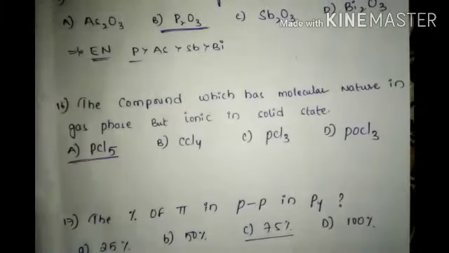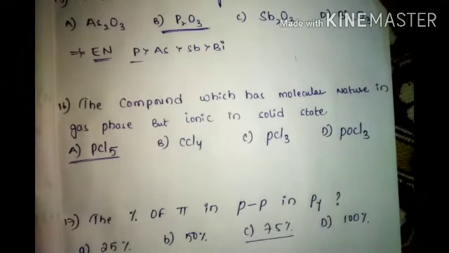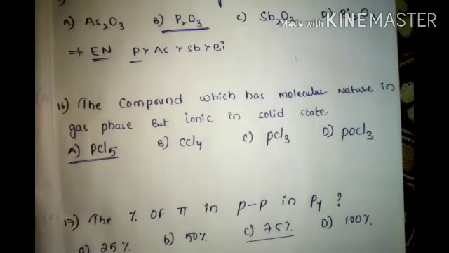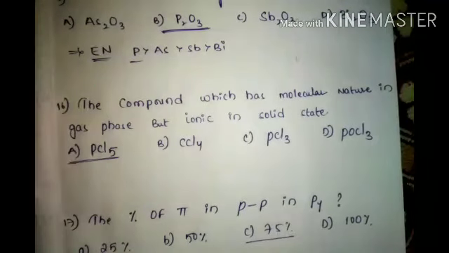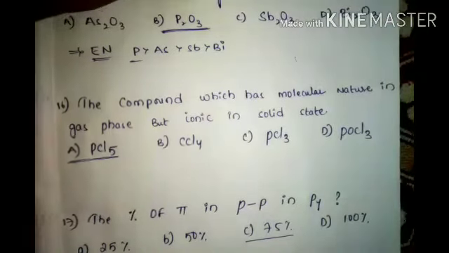Next, 16th question. The compound which has molecular nature in gaseous phase but ionic in solid state. Okay, important. Molecular means a neutral species in the gaseous phase, but ionic in solid state. Which is the answer? It is PCl5.